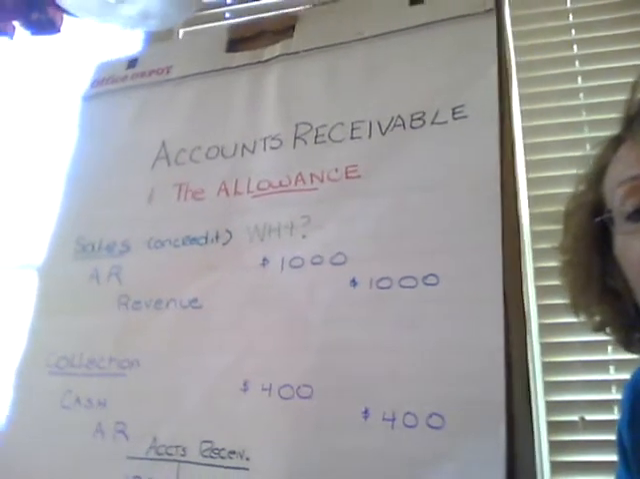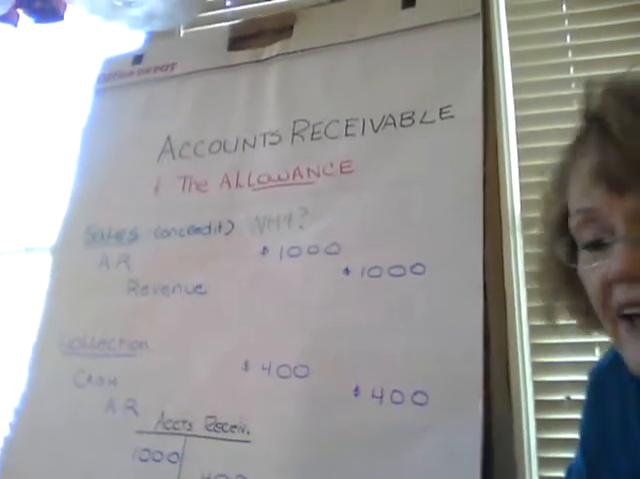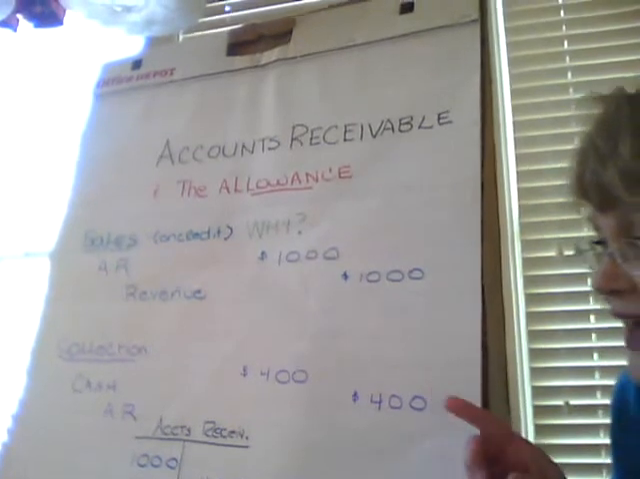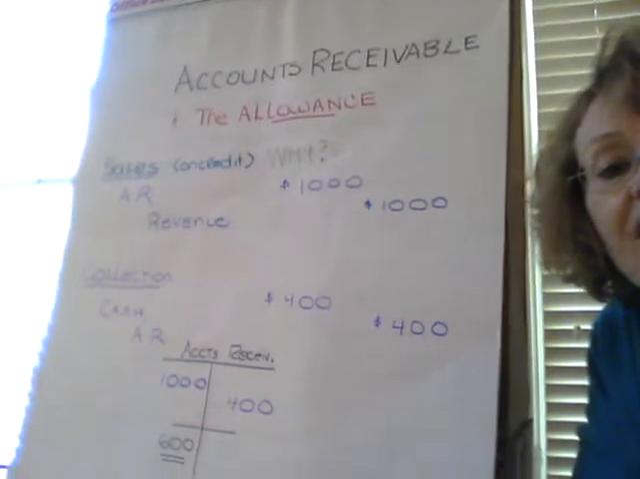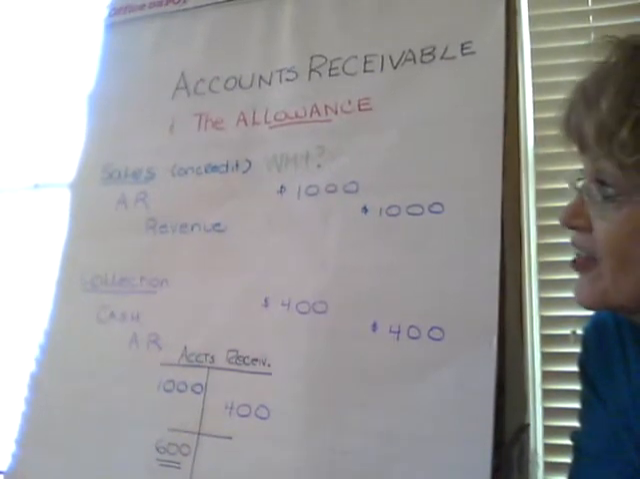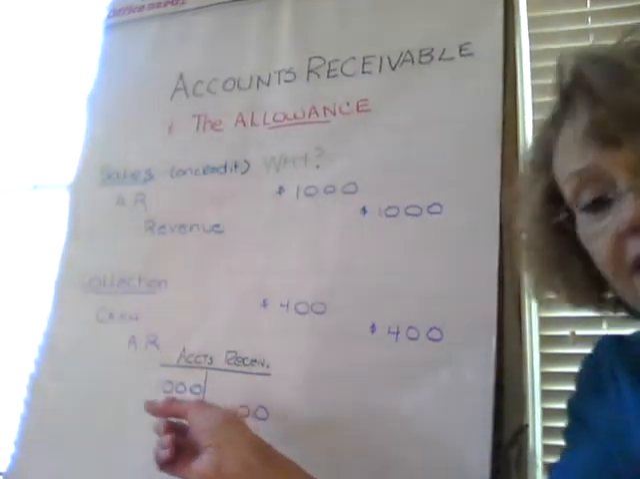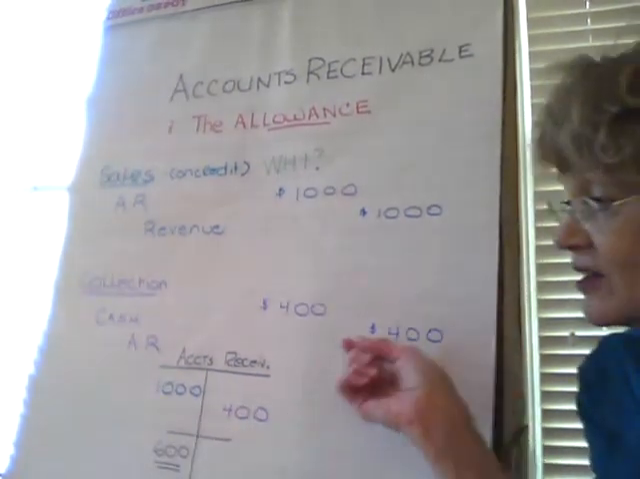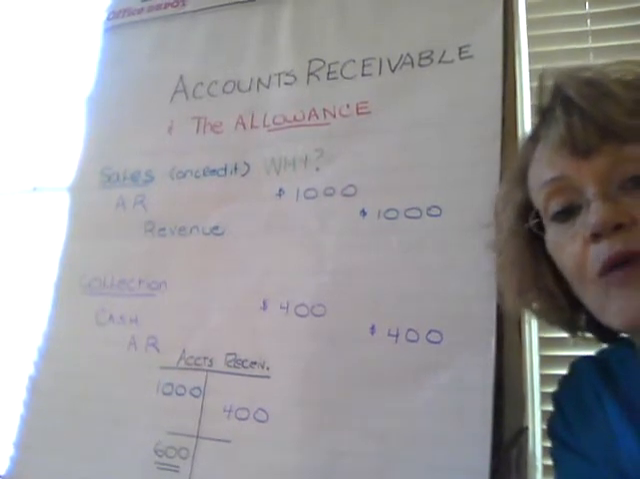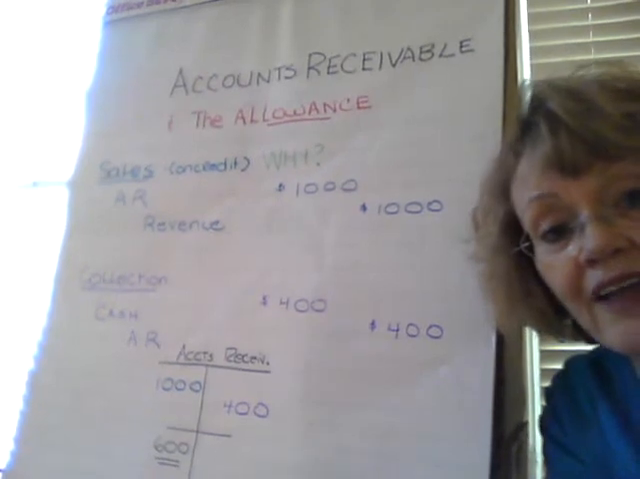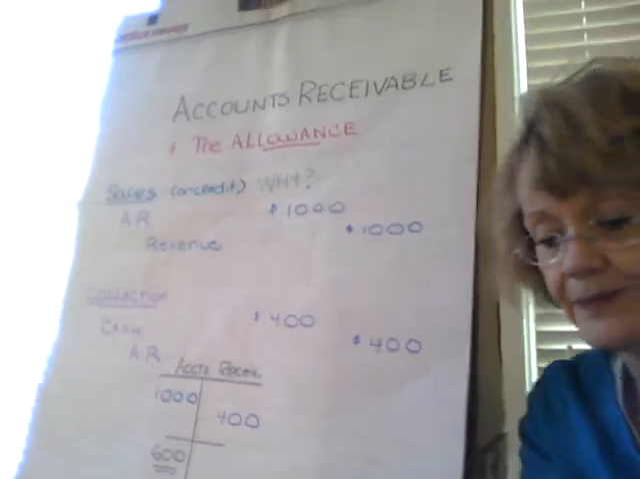Then, when we collect, we can see that we've got the entry for collection, and you've done this entry many times. Debit cash and credit accounts receivable. So our accounts receivable general ledger account looks like, let's just say we had $1,000 we sold on account. When we sold it on account, we debited accounts receivable, and then when we collected, we credited accounts receivable. So our accounts receivable is now worth $600. And that's okay. We're going to get it next month. Let's see what happens next.